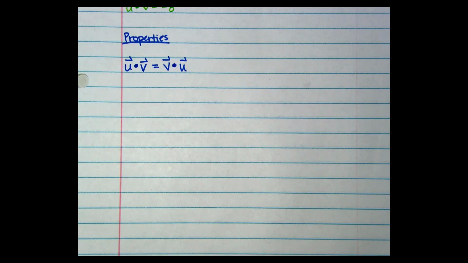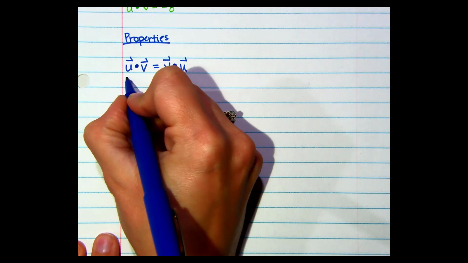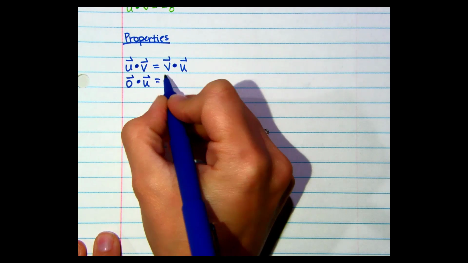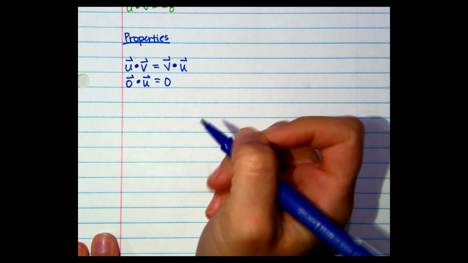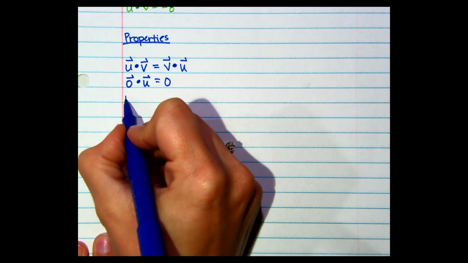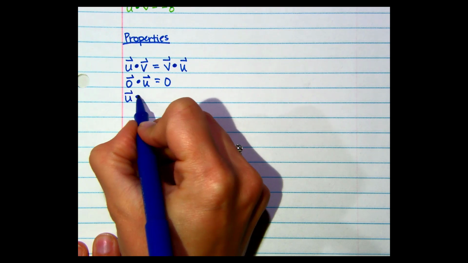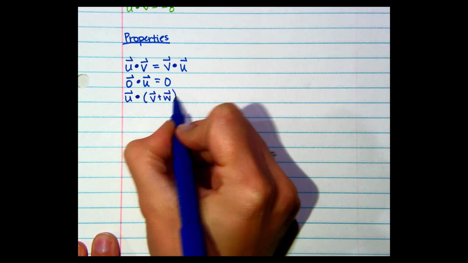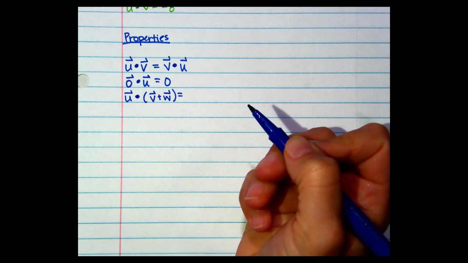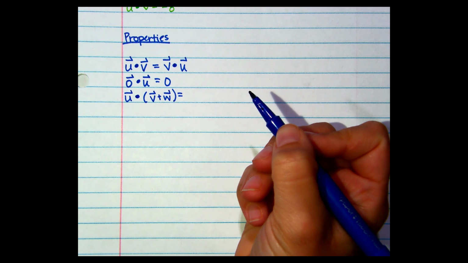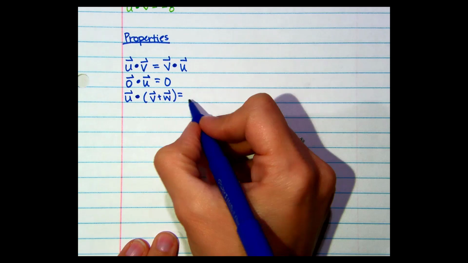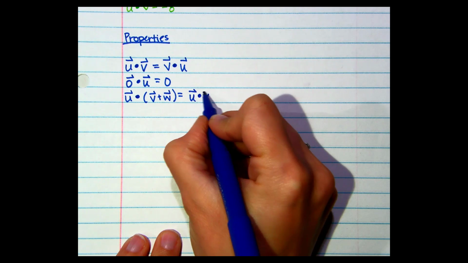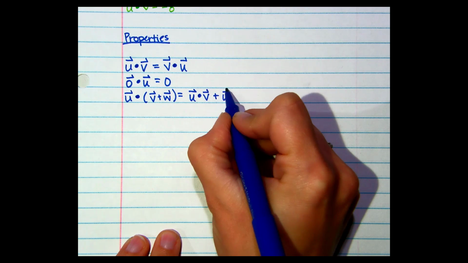Okay, some other properties. If I dot the 0 vector with another vector, what am I going to get? 0 every time. Okay, if I've got a U and I dot it with the sum of 2 vectors, what do you think would be a legal move there? So you can dot it with each one of them individually. U dot V plus U dot W.